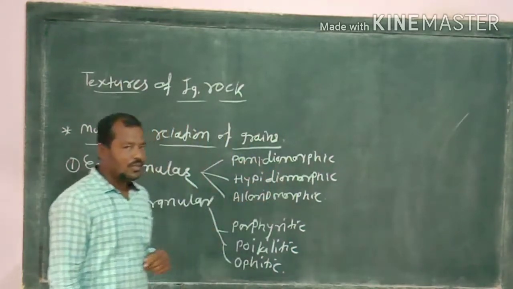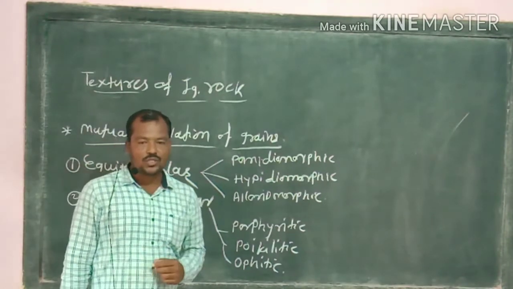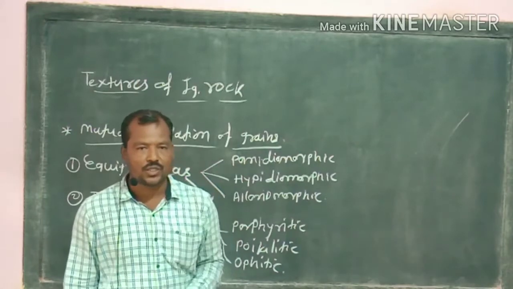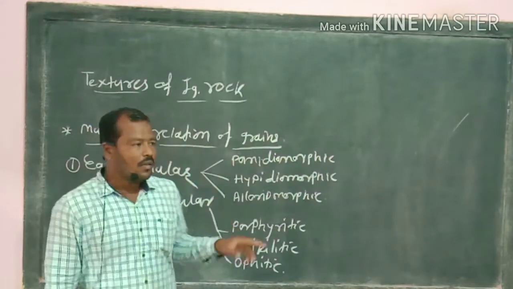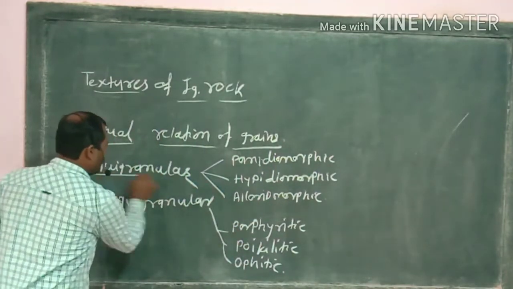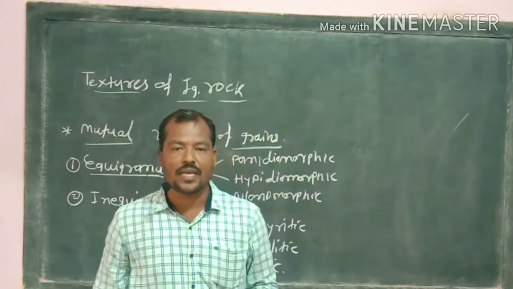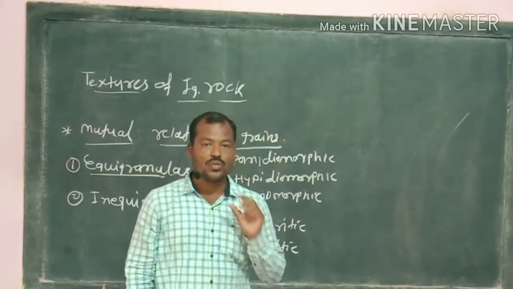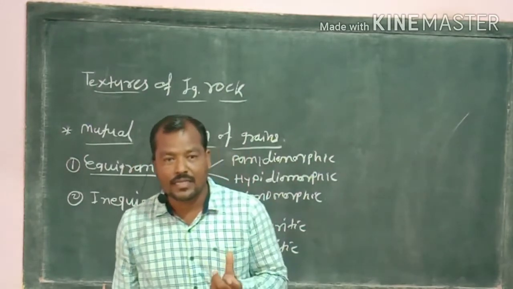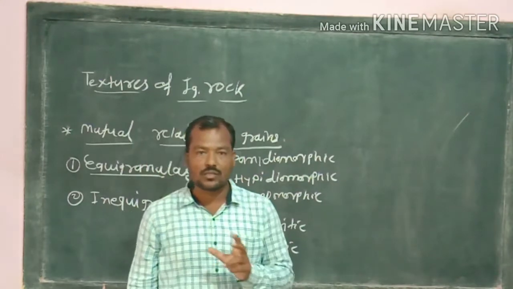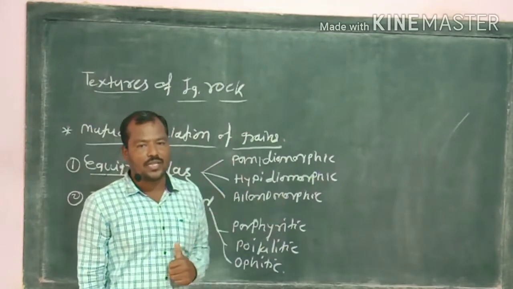Now in this mineral grain texture relation there are two main types of textures, that is the equigranular texture and another is the inequigranular texture. In equigranular texture, those mineral grains which are equal in size and shape are present within the rock mass. That texture is called equigranular texture.